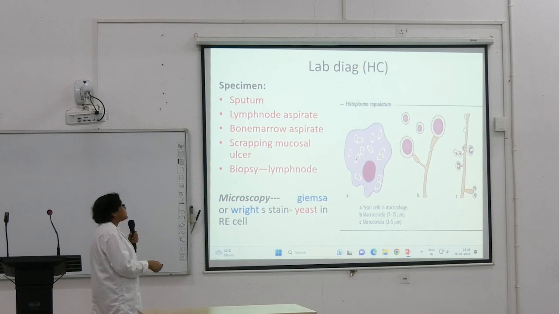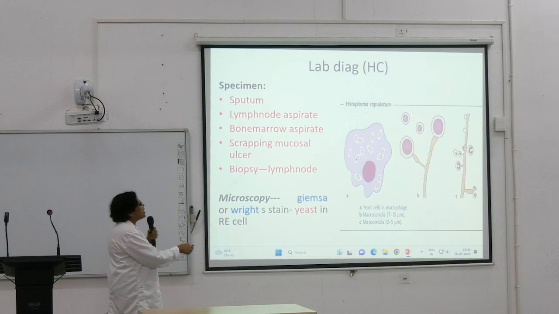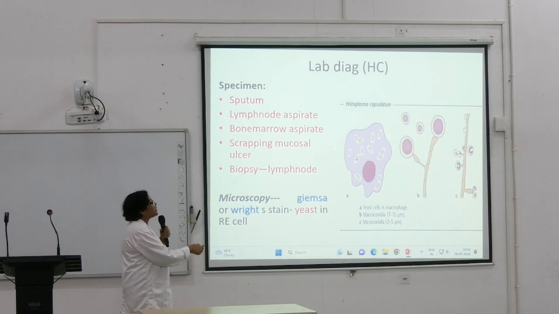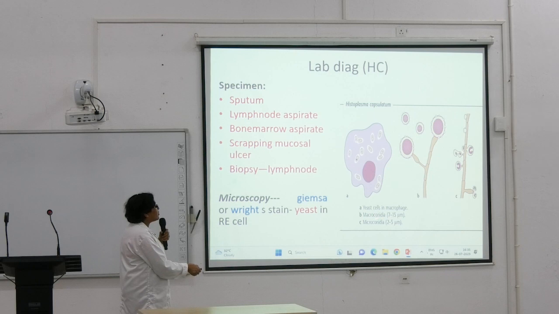Microscopy by Giemsa stain or Wright stain, yeast in RE cell. This is the RE cell, reticuloendothelial cell. There are yeast. You can see these are the yeast. So yeast cells in macrophage or RE cell. Macroconidia. Macro means large conidia is there. Small conidia, microconidia.